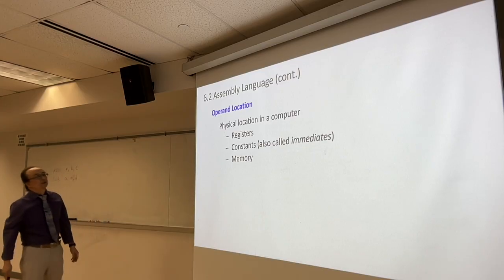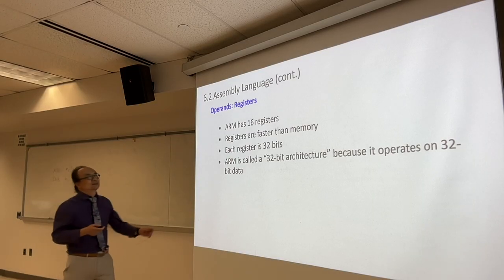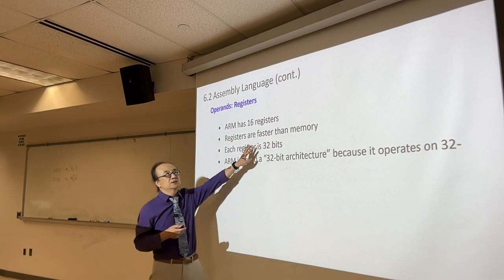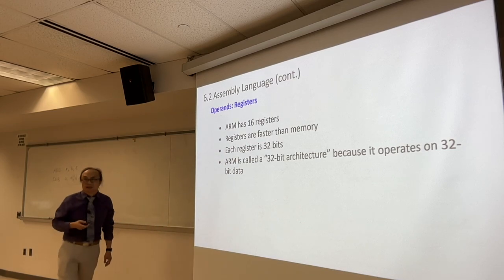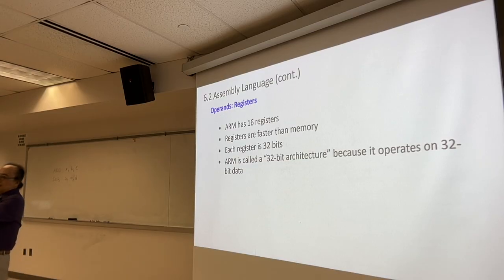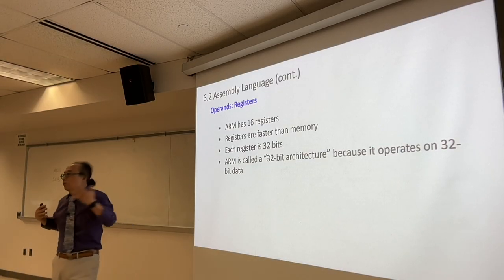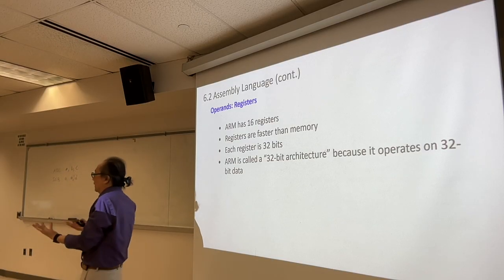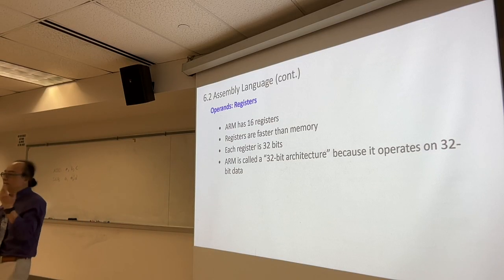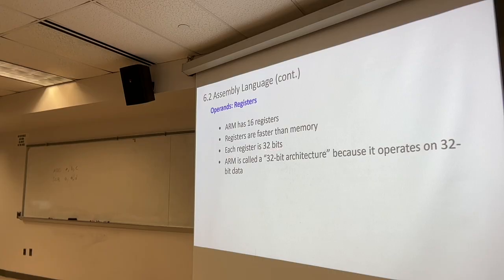Operand locations, the physical locations in a computer, are registers, constants, and memory. ARM has 16 registers, only 16. And registers are faster than memory. In the memory hierarchy, we have registers right next to me, the processor. Then we have a cache, and the main memory is far away. If I can use cache or registers right next to me, it's much faster. We're talking about 10 to the power of -9 or picoseconds, something like that, but it adds up. Each register is 32 bits, so ARM is called a 32-bit architecture for our class.